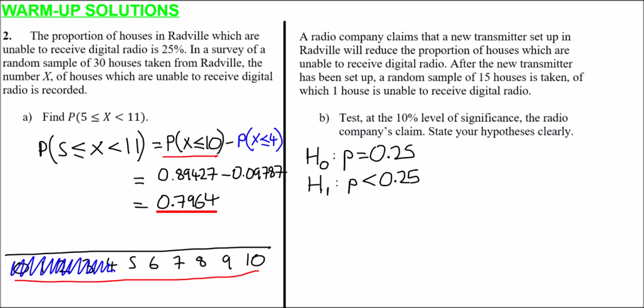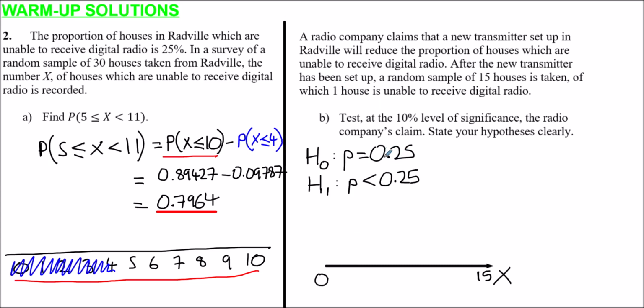I'd always suggest to just sketch out the curve here. We're sampling 15 houses this time. So from 15 houses, it could be that all of them lack signal, or it could be that none of them lack a signal. As it turns out, only one house lacks a signal. So one is down here somewhere.